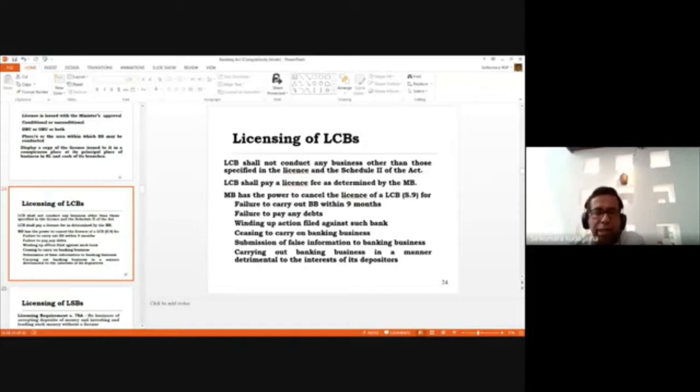The Monetary Board has the power to cancel the license issued to a licensed commercial bank under Section 9 in certain circumstances. If they have failed to carry out banking business within 9 months of giving the license, if they have failed to pay any debt, if someone has started winding up action, that is liquidation action, against the bank, or if they cease to carry on banking business, if they are doing things other than banking business, if they have submitted false information on banking business, or if they are carrying on banking business in a manner detrimental to the interests of the depositors, in all these circumstances, it is possible that the license issued to an LCB can be cancelled. Right?